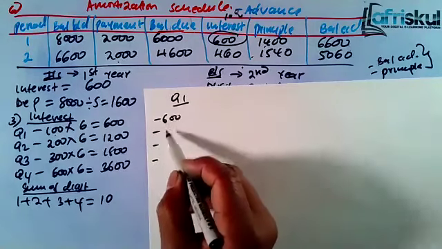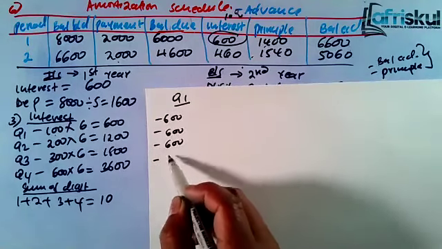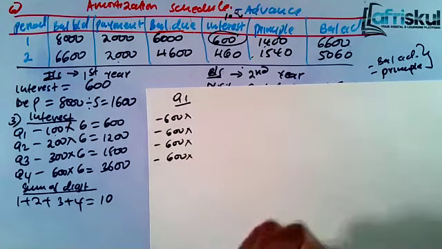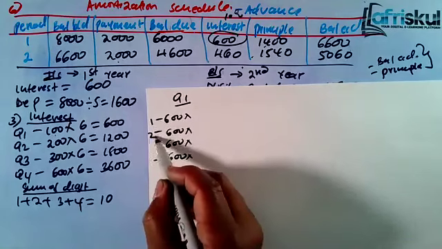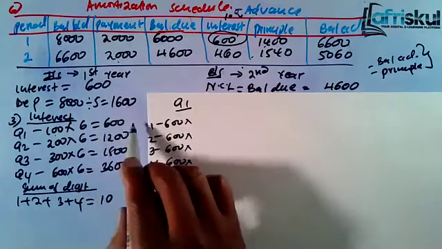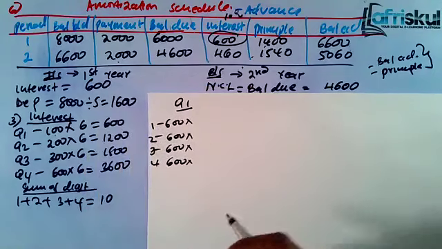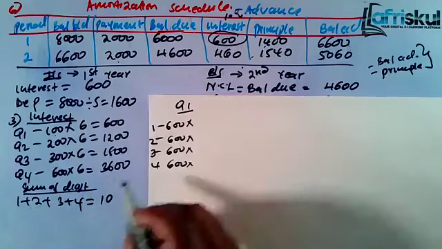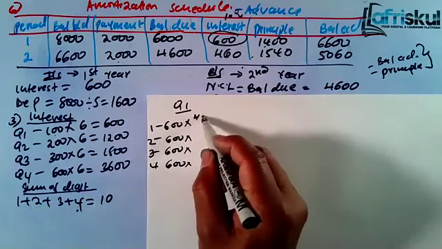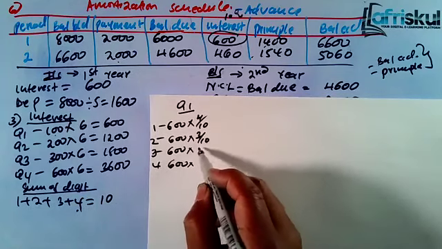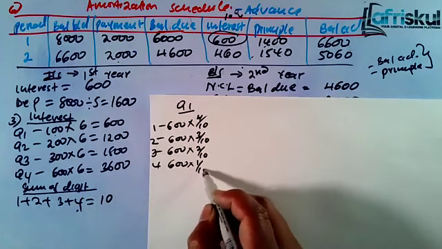This 600, we use sum of digit, it will be received in 4 installments. Installment 1, installment 2, installment 3, installment 4. So this 600 made on the first quarter, remember the installment was to be received for the next 4 quarters, and you're using the sum of digit. So for the first one, you multiply by 4 over 10. It's 4 over 10, 3 over 10, 2 over 10, 1 over 10.